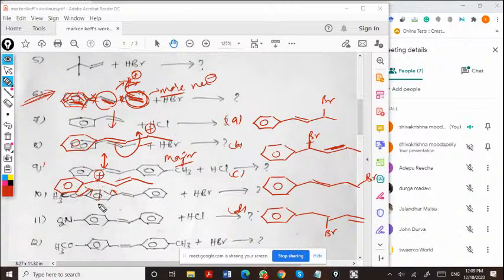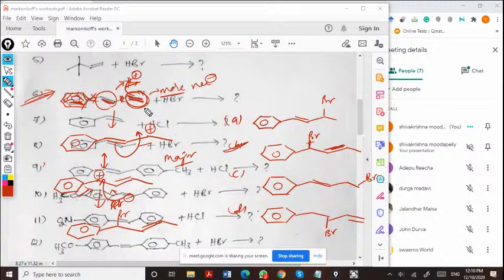So double stability. So this is the major carbocation that is going to be available in the reaction system. Now, the Br minus from HBr will attack on this. So the final product will be this one. Okay, so option B.